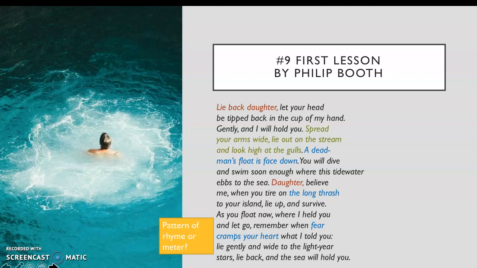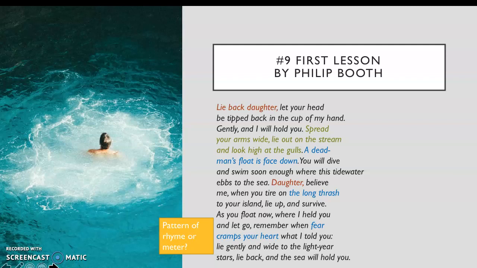Lie back, daughter, let your head be tipped back in the cup of my hand, gently, and I will hold you. Spread your arms wide, lie out on the stream, and look high at the gulls. A dead man's float is face down. You will dive and swim soon enough where this tide water ebbs to the sea. Daughter, believe me, when you tired on the long thrash to your island, lie up and survive. As you float now, where I held you and let go, remember, when fear cramps your heart, what I told you.